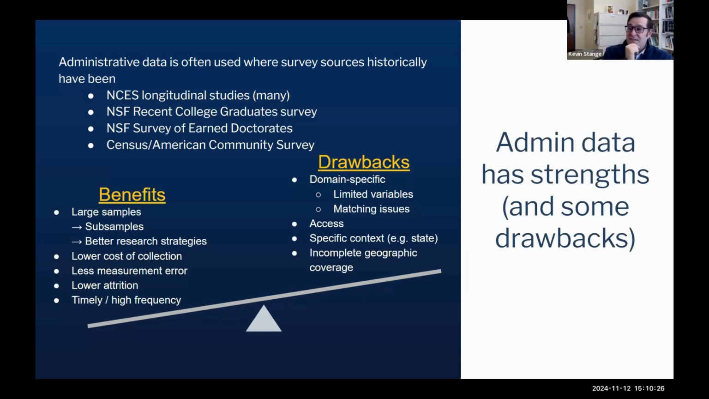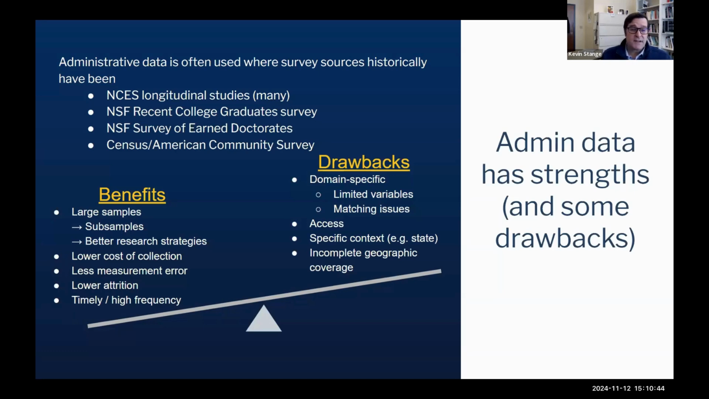But there are a number of other ones. NSF has a survey of recent college graduates and a survey of earned doctorates. Then there's always the census and the ACS. For a long time, those surveys were the workhorse of education research. But now there's a lot more use of administrative data.